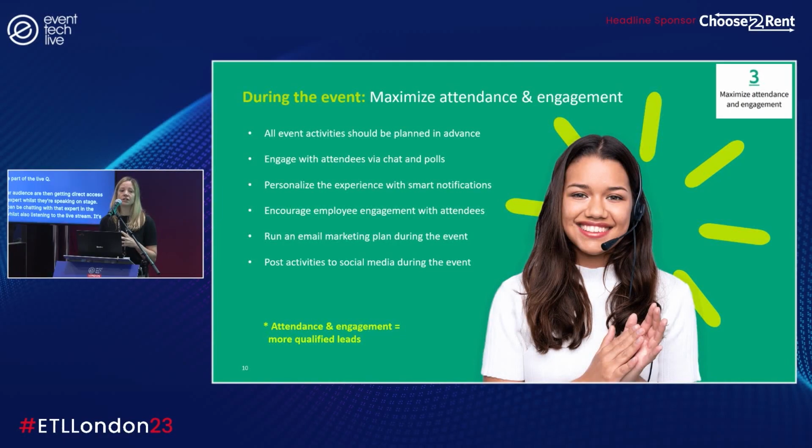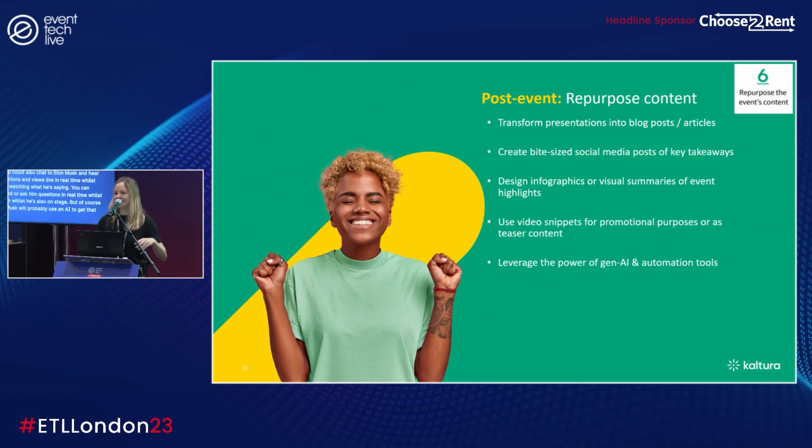Imagine you were watching a live stream of Elon Musk, but you could also chat to Elon Musk and hear his opinions and views live in real time whilst you're watching what he's saying. You can contend or ask him questions in real time whilst he's also on stage. But of course, Elon Musk would probably use an AI to get that. So, AI is a whole other area of things you can do in events. There's a lot going on there.